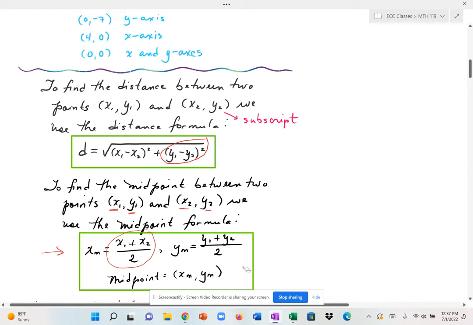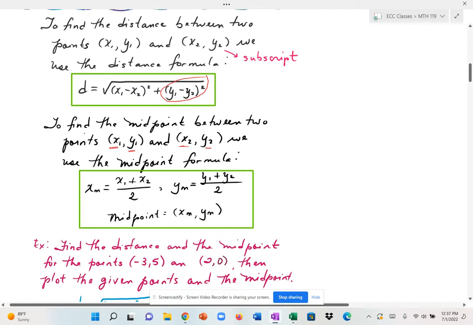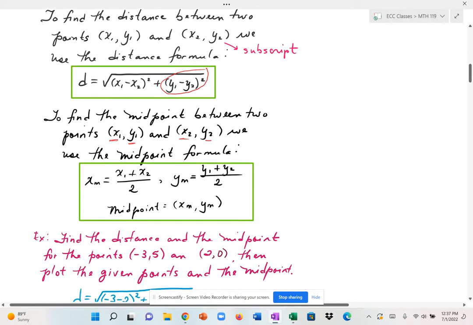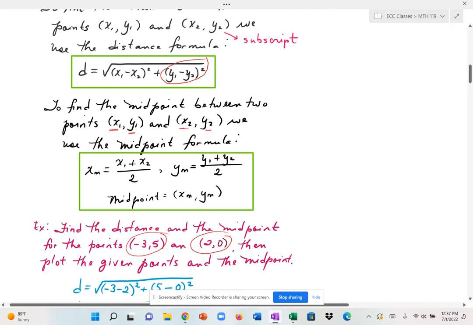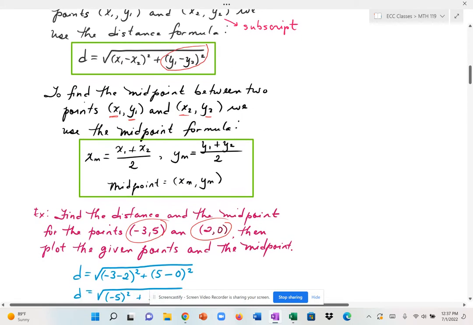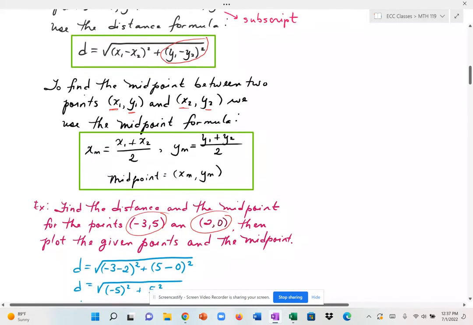Okay, so we're going to use these formulas to compute the distance and the midpoint between 2 points. So here we want to find the distance and the midpoint for the points -3, 5, and 2, 0. So we could think of this as point 1 and this one as point 2. And then we'll plot the points as well as the midpoint so you can get a visual of what that looks like. So I'm going to plug right into this formula here.